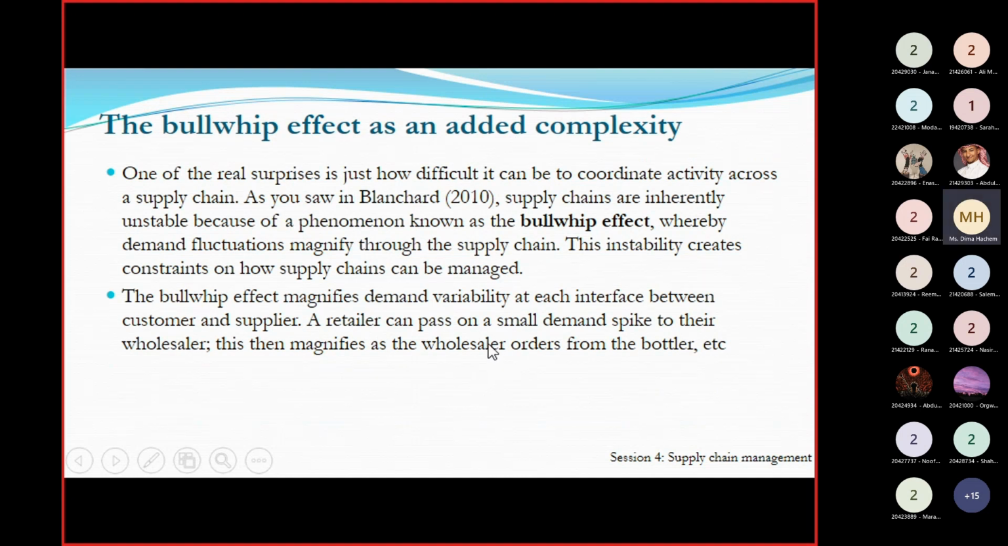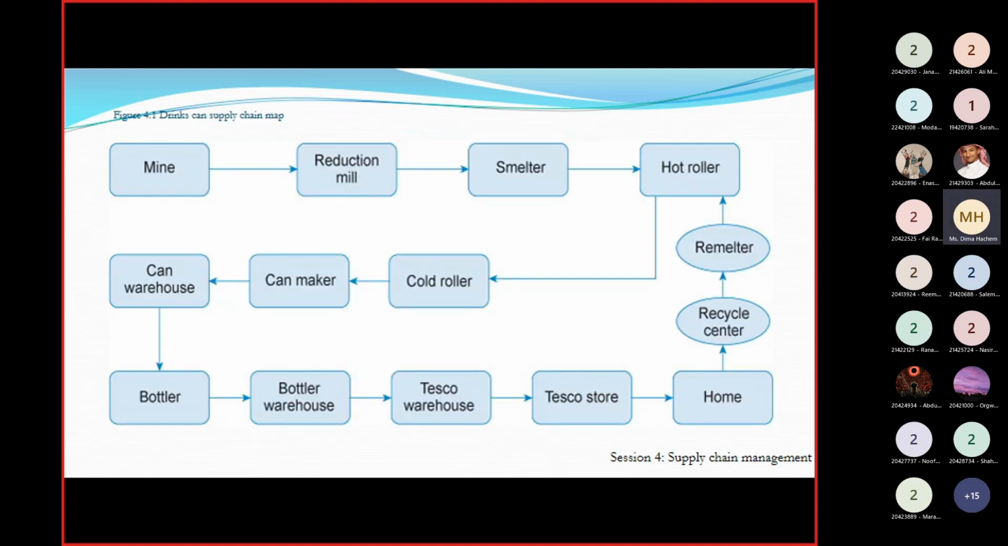One of the real surprises is just how difficult it can be to coordinate activity across a supply chain. Just like I said before, it's hard to coordinate the activity because these could be different businesses. Maybe this is a different business than this, and this is another business than this. Okay, all these are different businesses. Maybe only the bottler and the bottler warehouse is the same business. Okay, but here you have 1, 2, maybe 3, 4, 5, 6, a minimum of 6 businesses before they reach us, the customer.